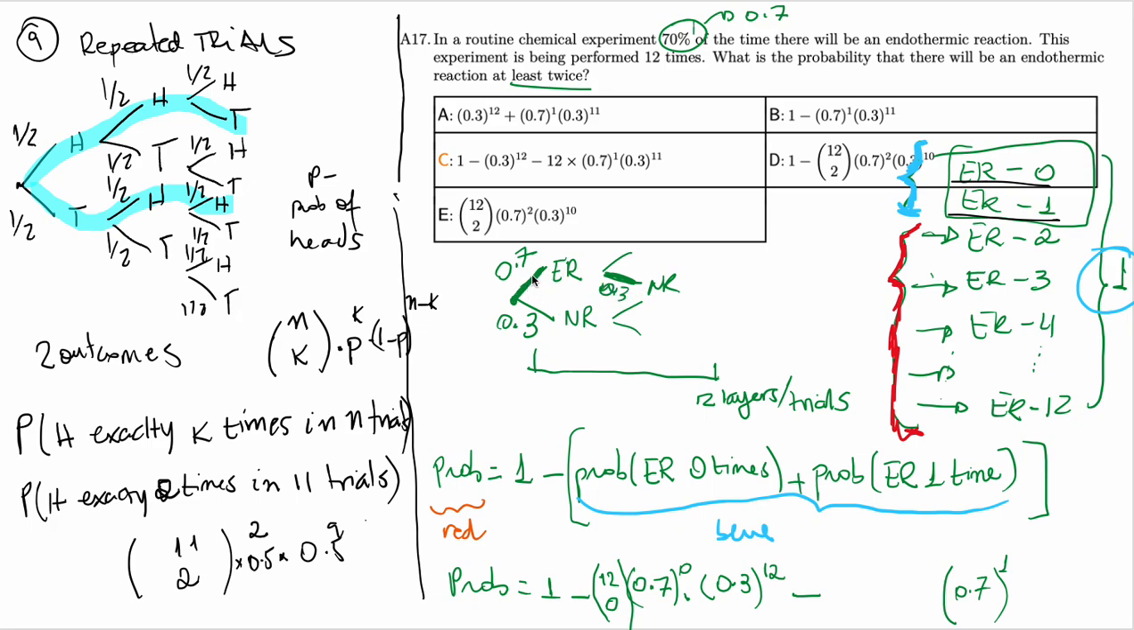So the 0.7 will appear just 1 time, because just only 1 ER appeared. The rest of the branches will be what? NR. So it will be the other probability, which is 1 minus 0.7, appearing how many times? 11. Because 1 time it appeared the reaction, what's left will be non-reactive. Okay? And then we have the binomial notation. And I'm selecting 12 trials for 1 to be reactive.